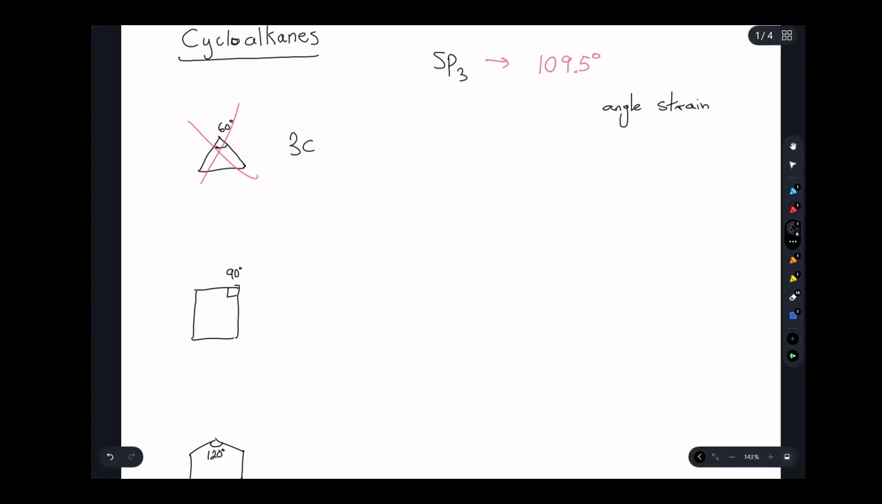Another example of an unstable cycloalkane ring is cyclobutane. Here we can see that this is a little bit better. We're getting closer to that ideal bond angle, but making a square with carbons requires a bond angle of around 90 degrees, which is still lower than 109.5 and suffers from angle strain.